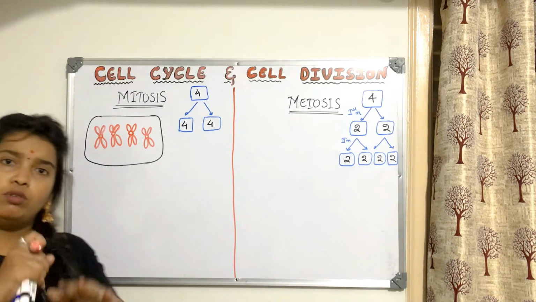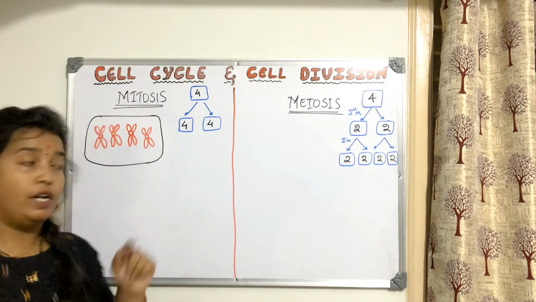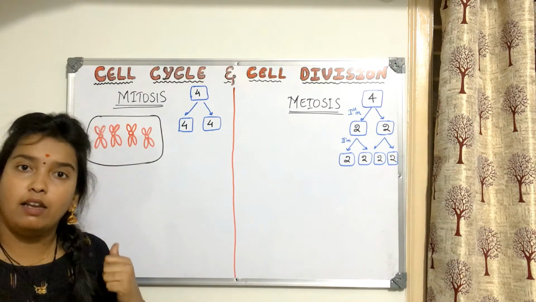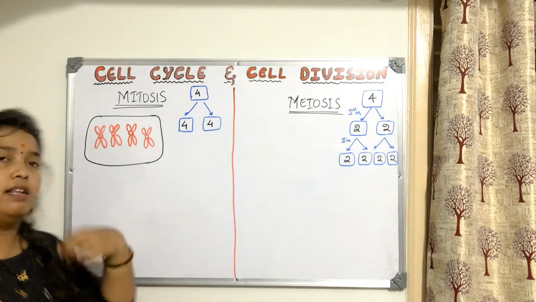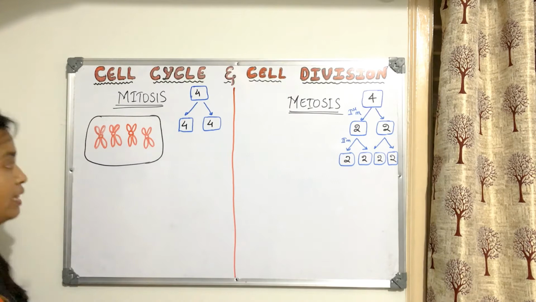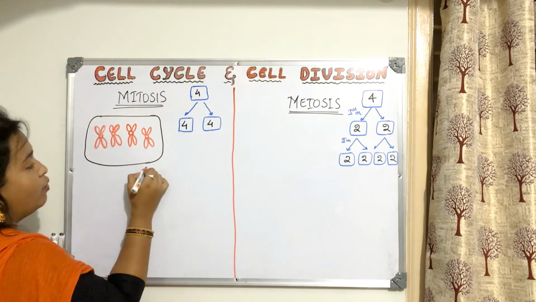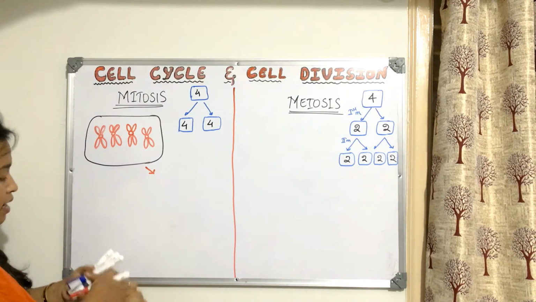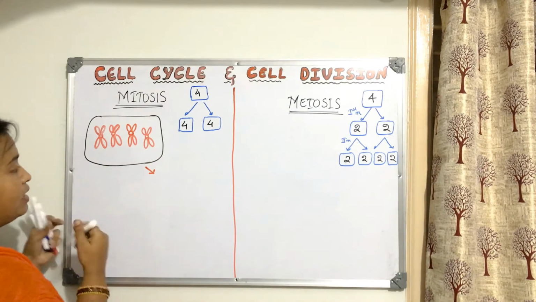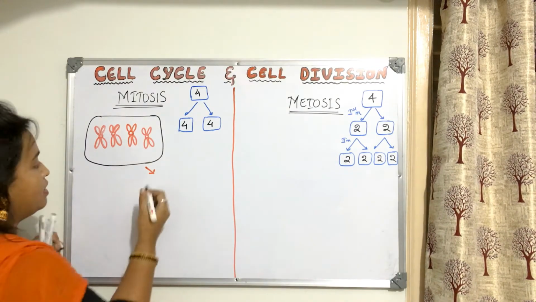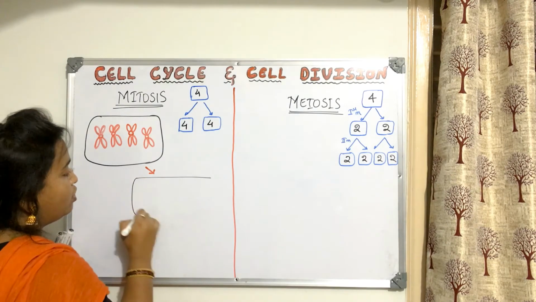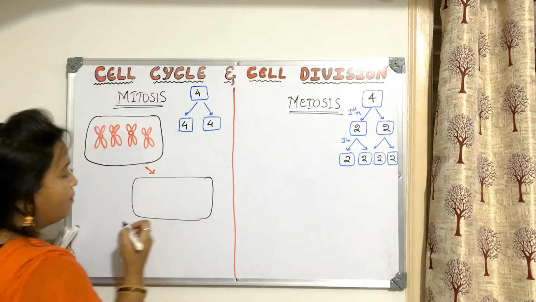Do you think the chromosomes will double in number? Do you think the chromosomes will become 8 here, and then 4 will go to one cell and 4 will go to the other cell? No, that is not the case. What happens is that later on, in different stages, we will be studying this, but here it's just crude knowledge. So I'm just telling you what actually happens here.